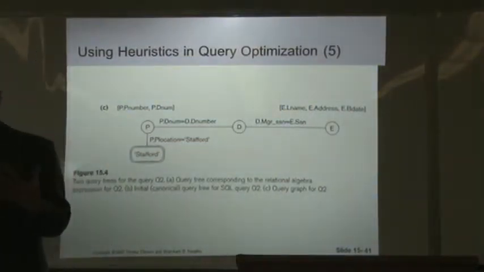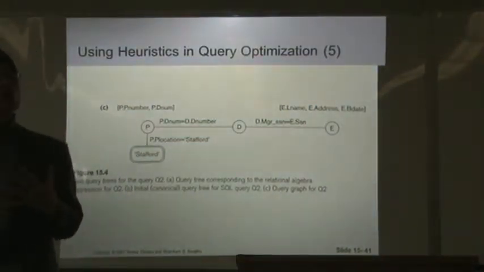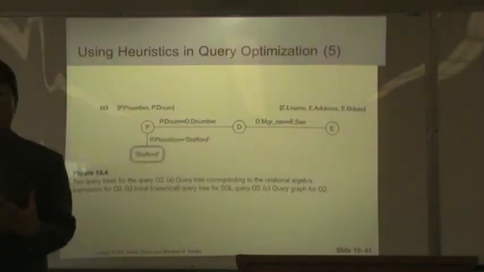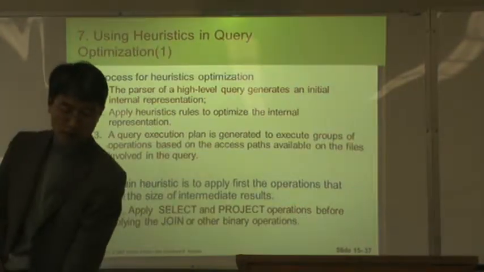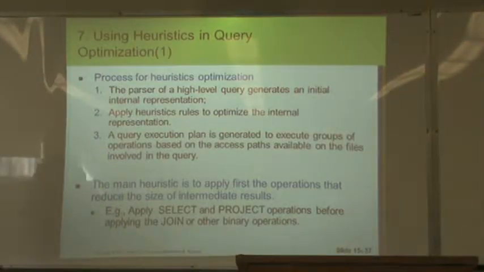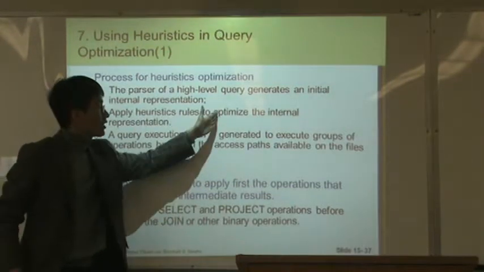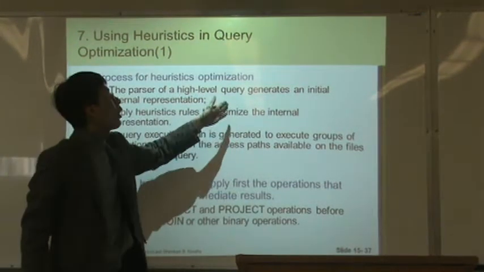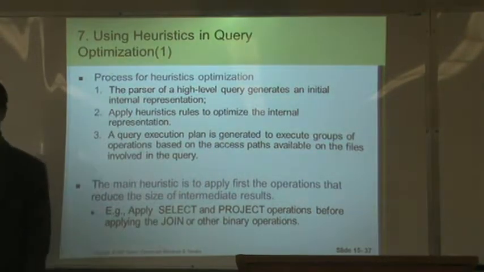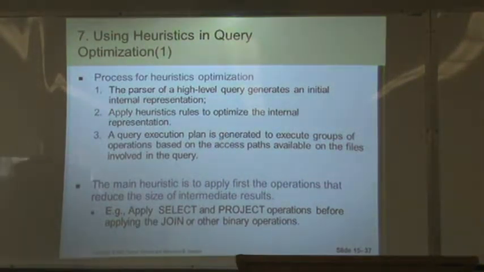But mostly, query trees are used for query optimization. Okay? So the first step is we will get such a query tree. Then apply the heuristic rules. This is our objective, to optimize the internal representation. Optimize. What is optimizing in terms of query optimization? What does that mean, optimizing a query?